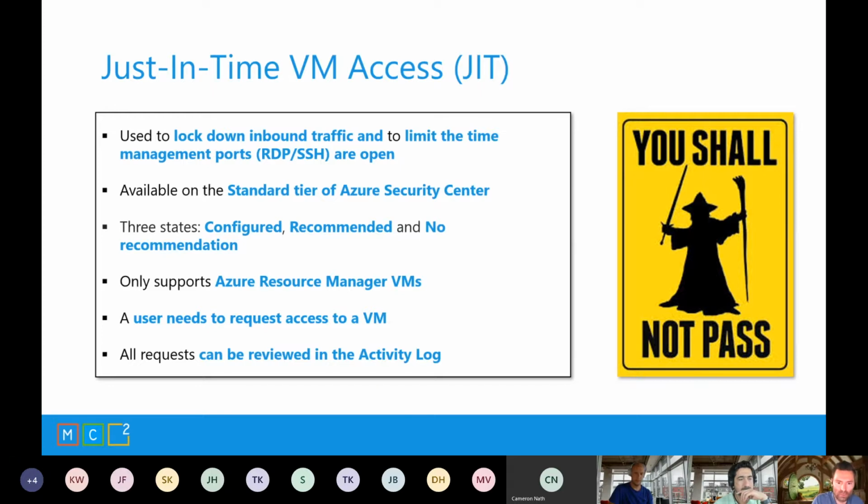So how does JIT work? First of all, a user needs to request access to a VM. Then Security Center in the back checks if that user has role-based access permissions for that specific VM. If so, the request is approved, and then Security Center will automatically configure the NSG to allow the inbound traffic on the port that's asked for, for that specific amount of time. If the time has passed, Security Center will restore the NSG back to its previous state. So the RDP access, for example, doesn't work anymore.